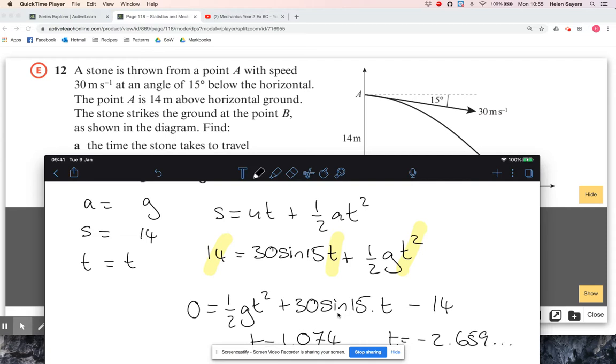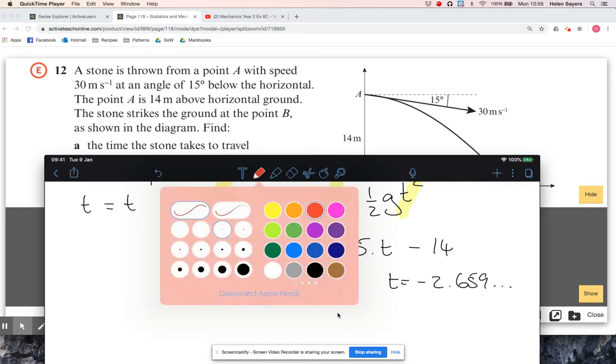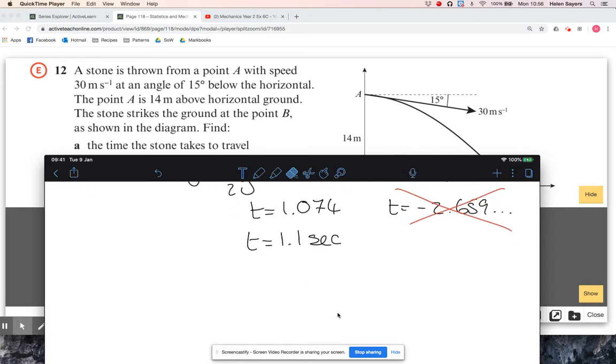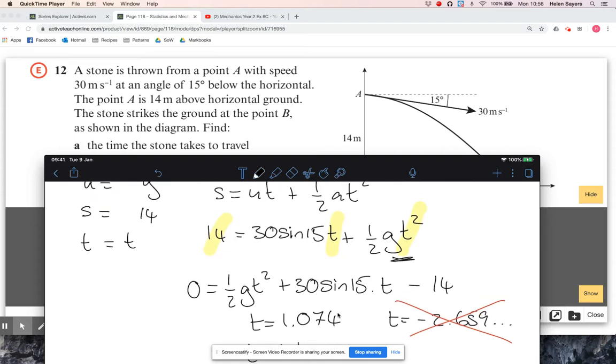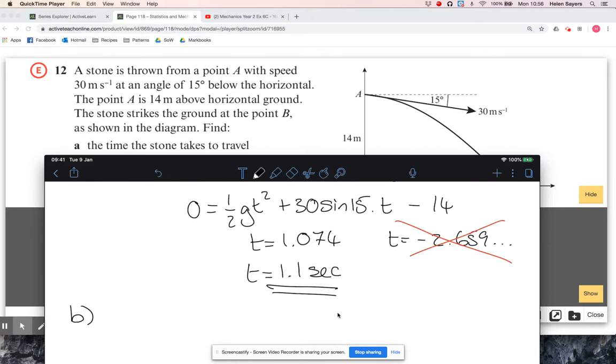Obviously, t can't be negative, so in the context of this question, that one does not make any sense. Because I've used g, it's only sensible for me to give t to two significant figures. We use g as 9.8 always in maths, so if I'm only using g to two significant figures, I can only say my answer is to two significant figures. That's not so bad compared to some of the other questions we've seen. 6 marks, really not too bad.